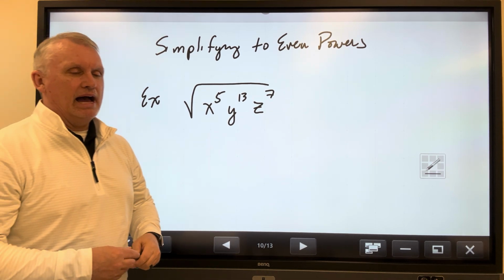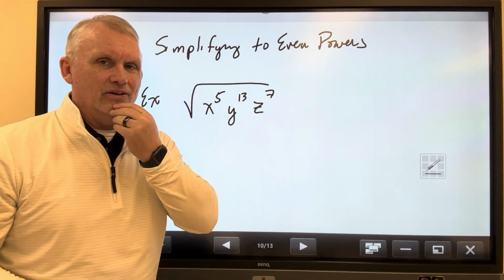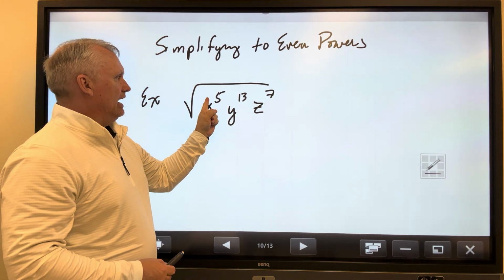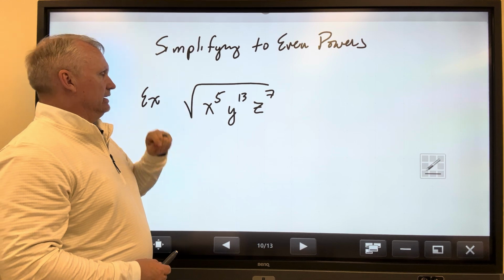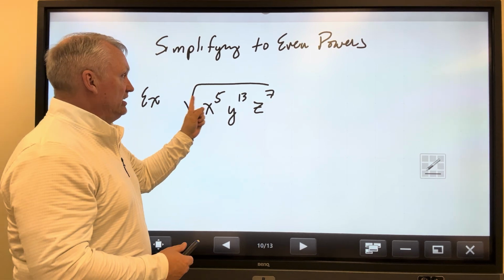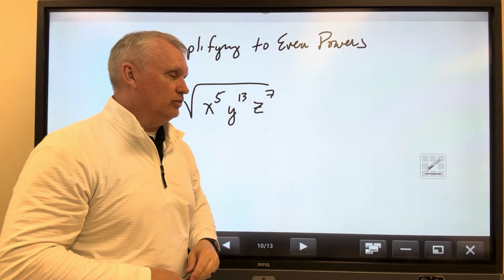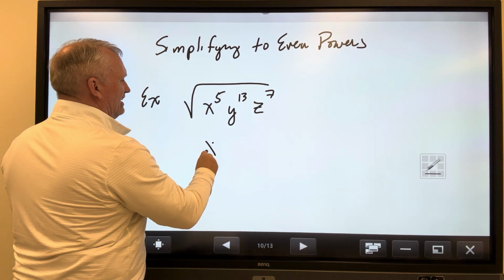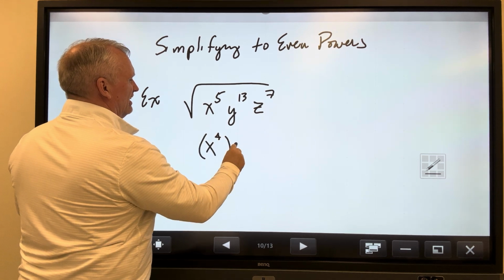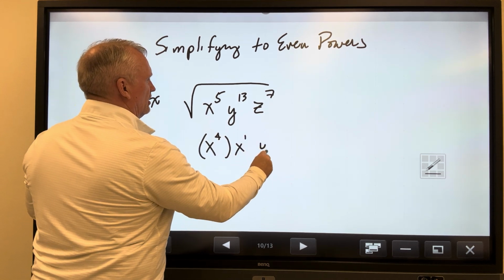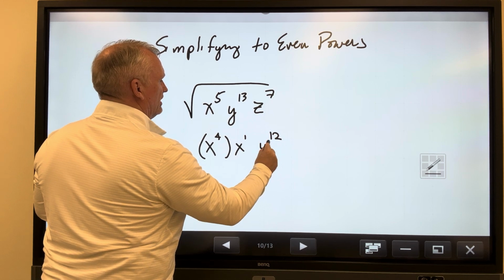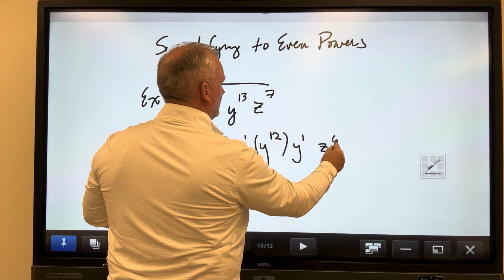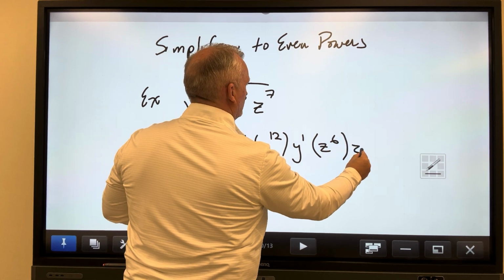Simplifying to even powers. Now you're going to say, okay, I don't quite understand this, but this isn't bad. Odd, odd, odd. It's a square root. Well, that's even. But these are all odd. I can't really do it. So this is what I'm going to do. I'm almost going to subtract one of these. So I'm going to say that this is x to the 4th times x to the 1st. Y to the 12th times y to the 1st. Z to the 6th times z to the 1st.